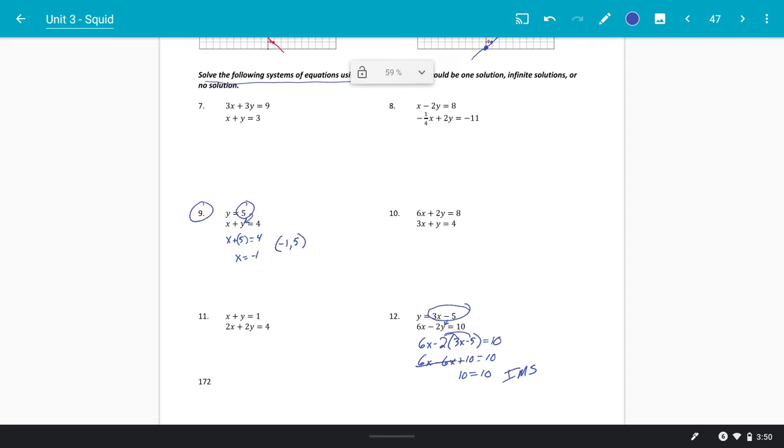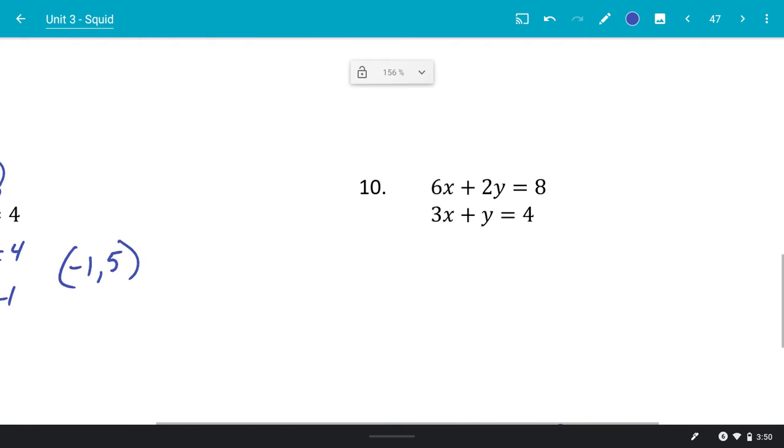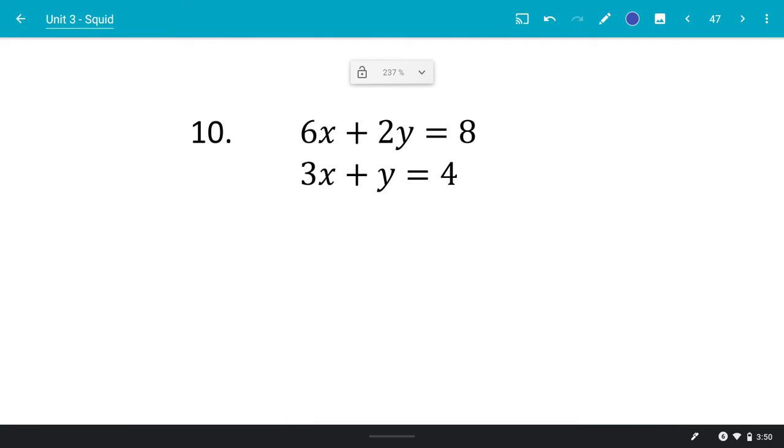Okay, I'm going to do one more. I'm going to do number 10. Now, it's pretty close to the elimination method, but I'm going to cancel out my x's. Just rewrite this first one, 6x plus 2y equals 8. And then here, I need to multiply this one by a -2. That would get me a -6x.